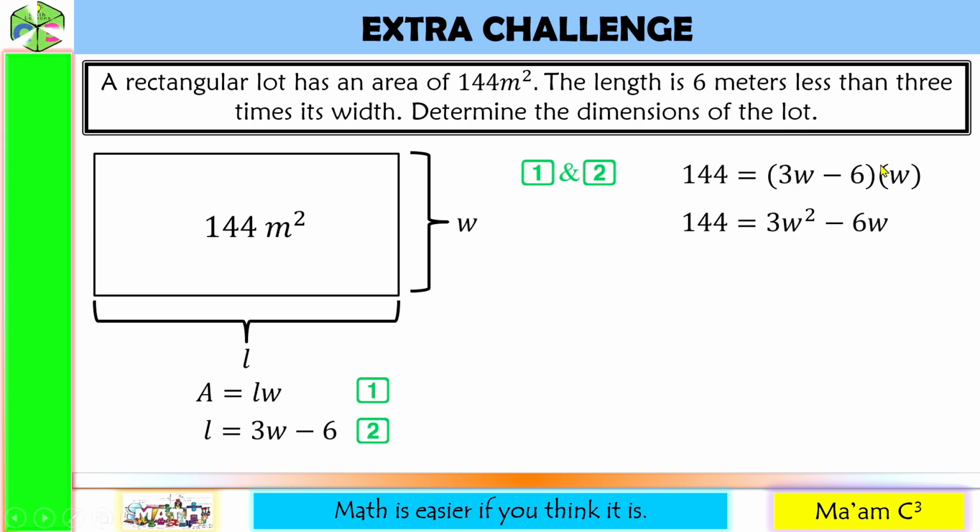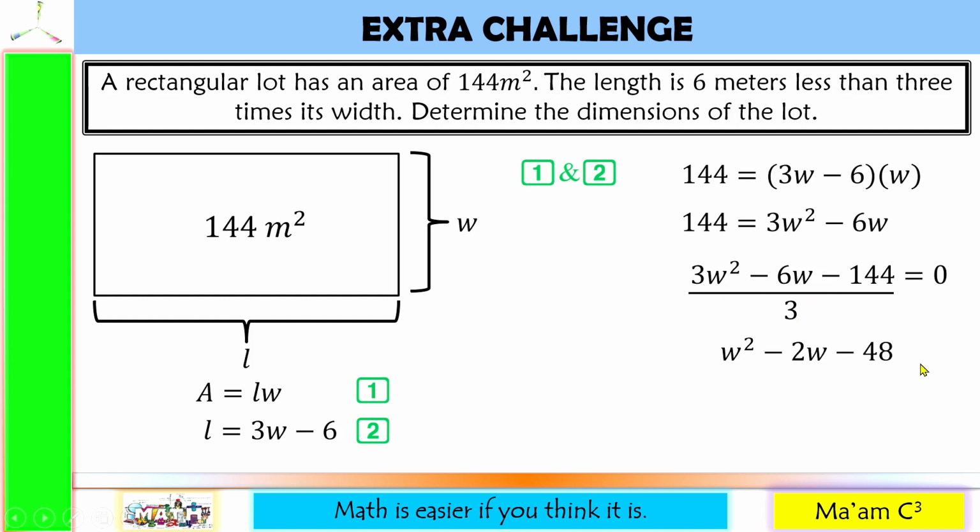Let us move 144 on this side and let us equate this to 0. 3, 6, and 144 are all divisible by 3. 3 divided by 3 is 1, so we have W squared. 6 divided by 3 is 2, so we have negative 2W. Negative 144 divided by 3 is negative 48, and then equate this to 0. From here, we can identify our A, B, and C. A is the invisible one, B is negative 2, and C is negative 48.